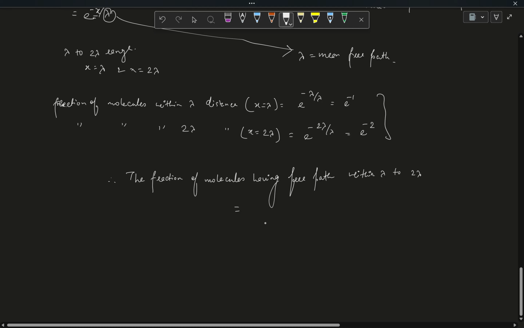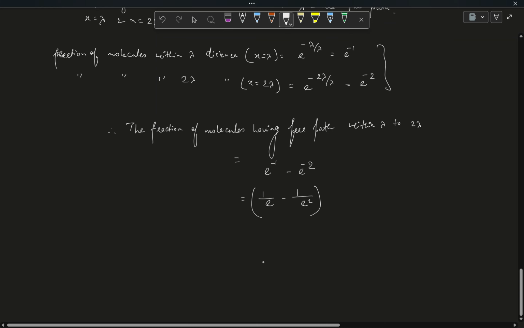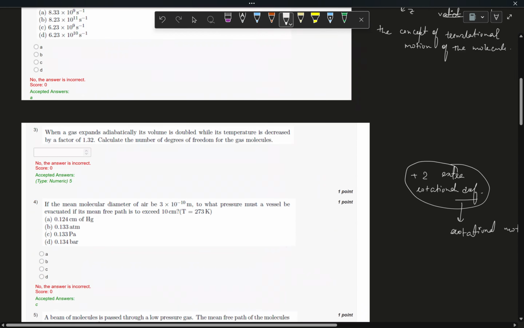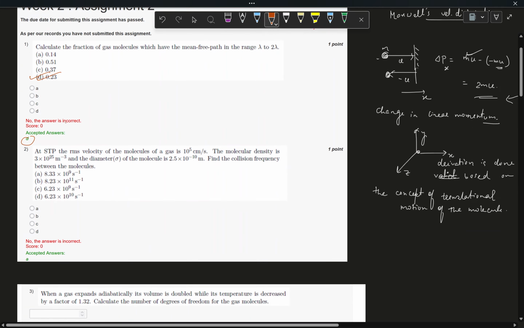So the answer will be the difference of these two quantities, which is e to the power of minus 1 minus e to the power of minus 2, which is 1 by e minus 1 by e squared. Now just take the difference and you will calculate. You will see that this difference comes to around 0.23, which is your answer. So let us choose the option then. Your right option will be D, where 0.23 is mentioned. This is the correct answer. So this is done.